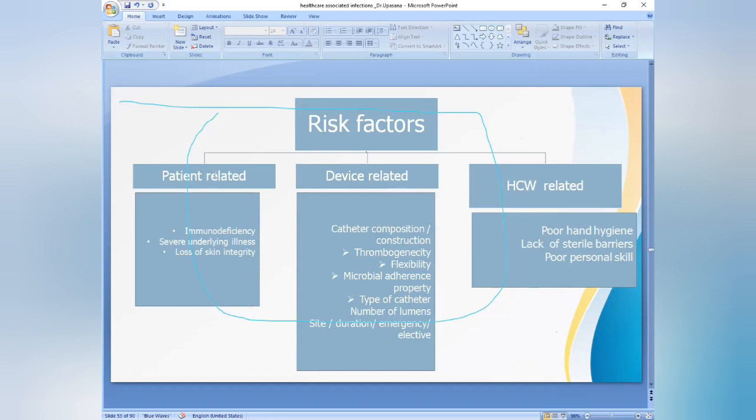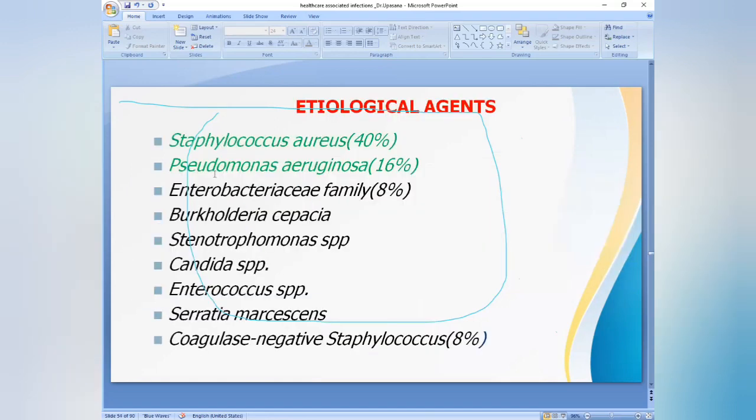And lastly, we have the healthcare worker-related infections that may be because of poor hand hygiene or lack of sterile practices, poor personal skin hygiene. Any untrained personnel inserting the central line can be hazardous to the patient. Talking about the most important etiological agents: Staphylococcus aureus, MRSA is a nightmare to any physician. Pseudomonas aeruginosa can also be a nightmare, because these gram-positive and gram-negative bacteria are very prone to central line associated bloodstream infections. Other organisms, like Burkholderia, Stenotrophomonas maltophilia, and gram-negative bacteria like E.